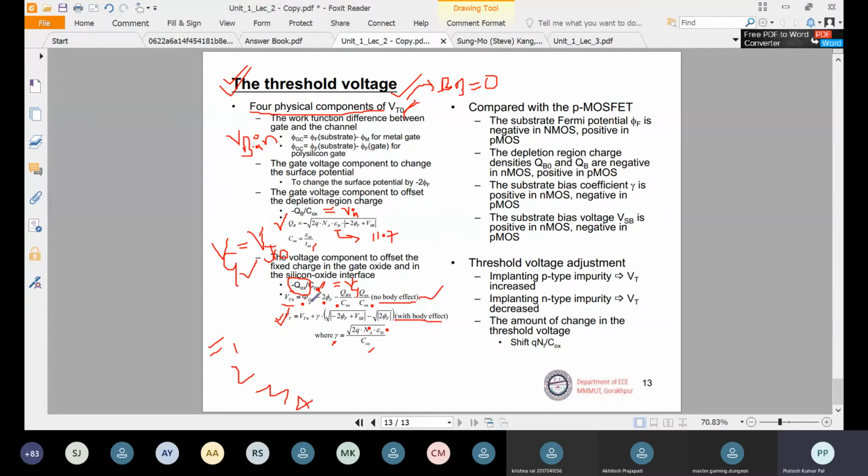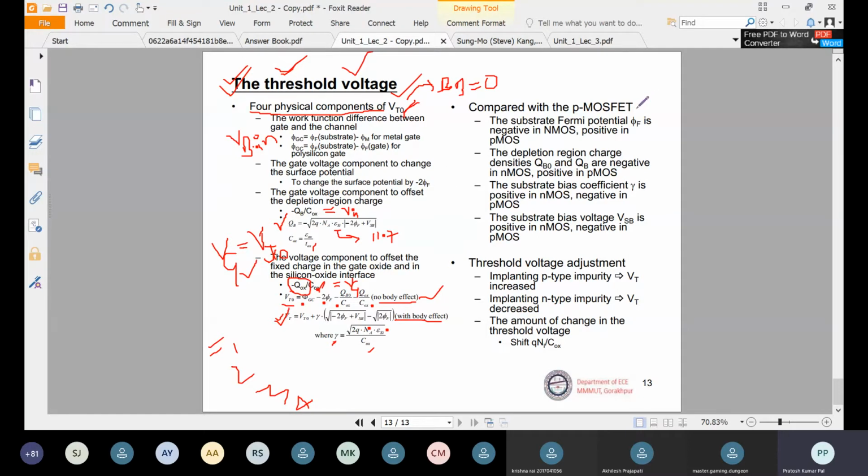Okay, so these are the components of a threshold voltage, and this could be an objective type question, or it could be asked as a short descriptive also. So you should know the basic concept behind the threshold voltage value, and what different parameters it should be dependent on. Okay, so now we will see how we can compensate these values.